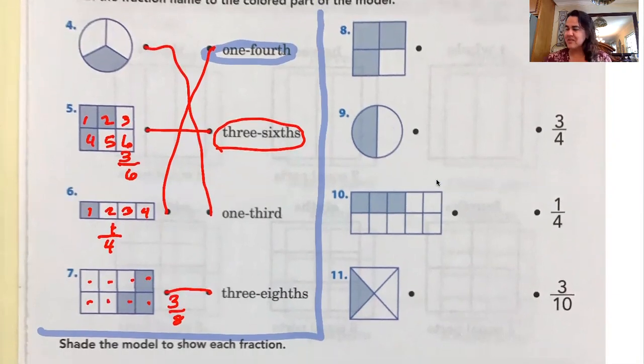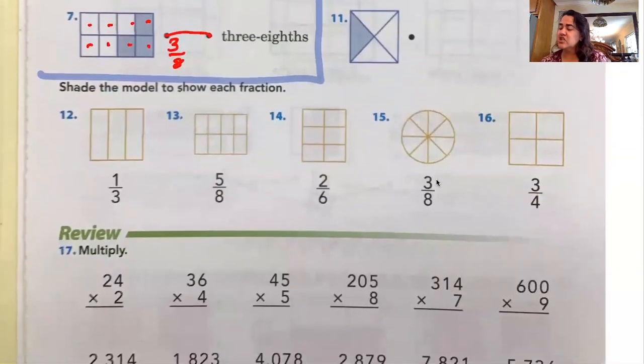Okay, let's look. I'm going to let you do numbers 8, 9, 10 and 11, and I will check those at a later date. Let's move on. We're going to shade the number to show each fraction. Friends, if you're going to show me 1 out of 3 or 1/3 that's colored, what am I going to color?